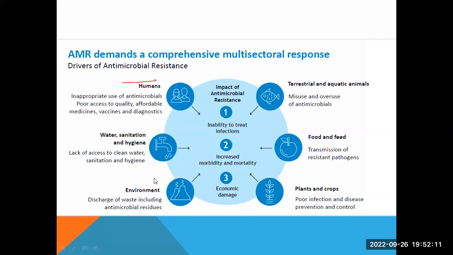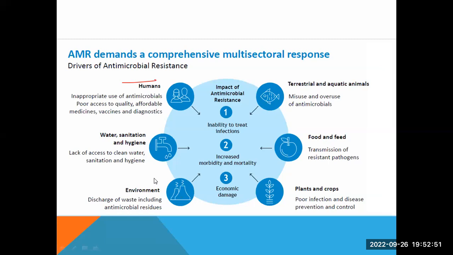And of course, the environment, again, the discharge of waste, including the antimicrobial residues. And this is a whole issue. That's why the environment is now a very important aspect that's joining the quadripartite I mentioned earlier. So let me tell you something: sometimes the concentration of antibiotics in the water is even 10 times higher than the blood concentration in a human being. And this is really very scary. We drink this water, we bathe in this water. So again, the environment joining is, I believe, very important.